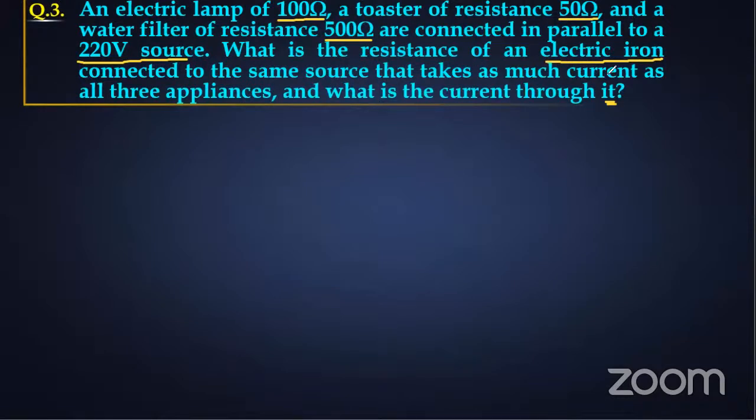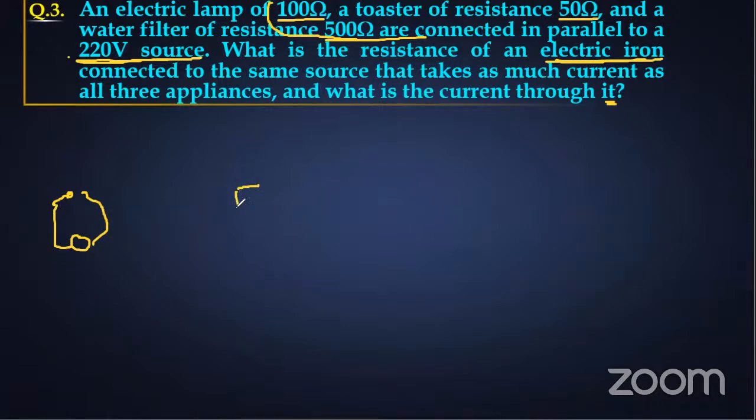The amount of current flowing through these three is also equal to the amount of current flowing through the same electric iron. Is it right? Sir, for the electric iron they have given 220 volts, no? No, that is not ohms. That is the battery, our source. 220 volts is the source, okay? The source is the same for this electric iron. Here is one setup with the same source and the electric iron.